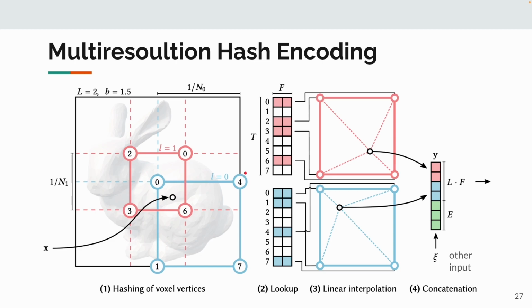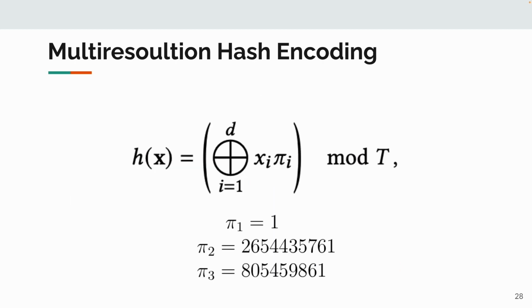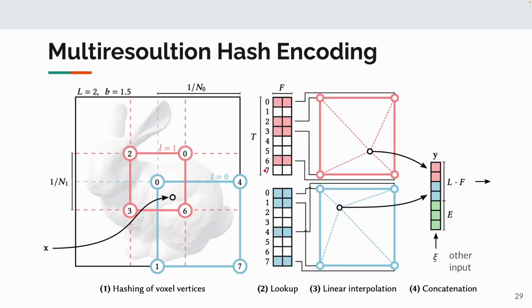And calculate its spatial hash value based on this equation. The authors of Instant-NGP set pi 1 to 1 to achieve high cache coherence, and pi 2 and pi 3 are random large prime numbers. So after calculating all the hash values, we will look up the hash table. For example, the hash value for this grid point is 2, so we will look at these feature vectors, and this one is 0, so we look at these feature vectors, and so on.